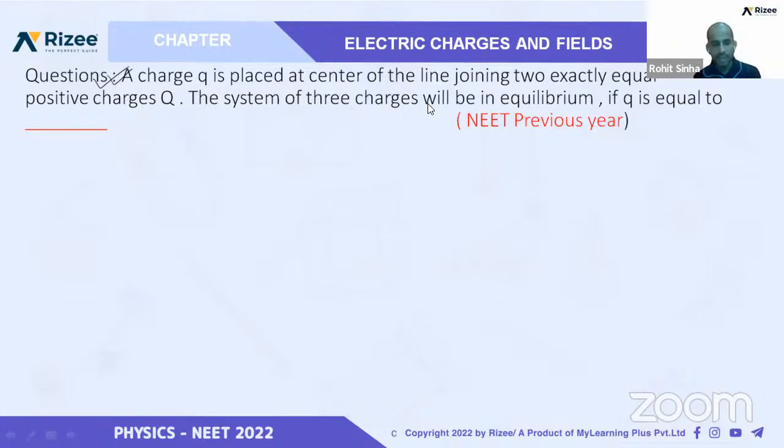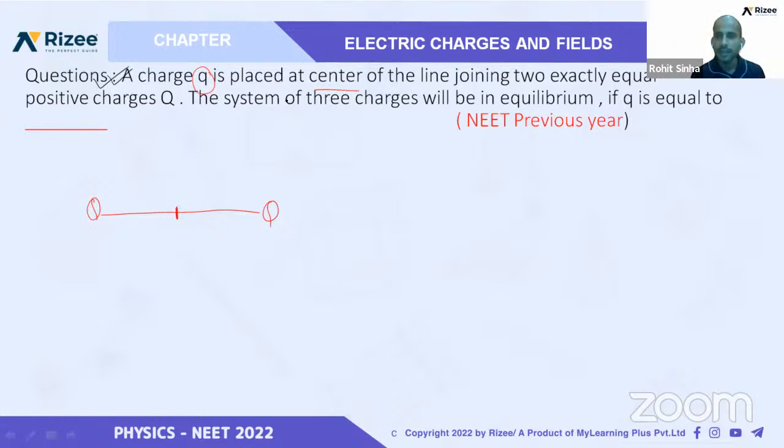A charge. Let me first explain the question also, so that you can try. It is telling that a charge q is placed at the center of the line joining two charges, capital Q and capital Q, like this. A small q charge is placed in between, at the center of the line joining them.